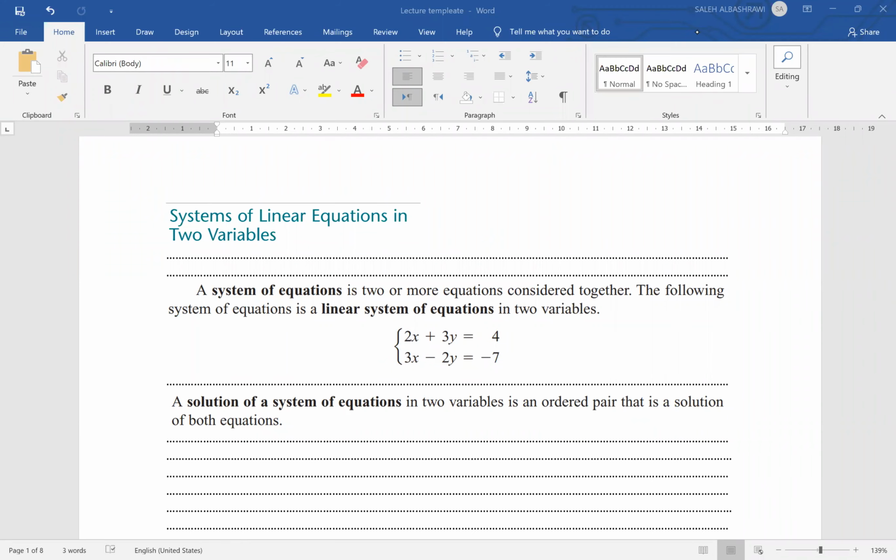Bismillahirrahmanirrahim. Today we are going to speak about a system of linear equations in two variables. First of all, let's define the meaning of the system of equations.